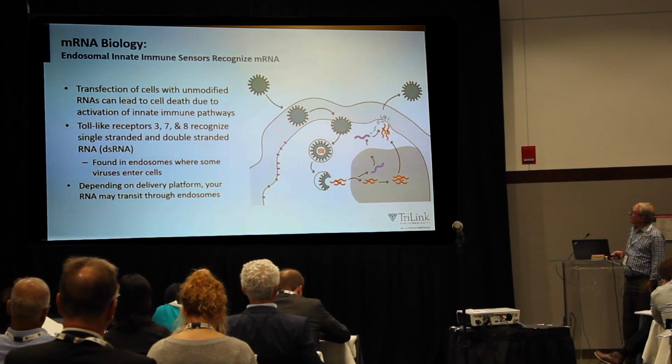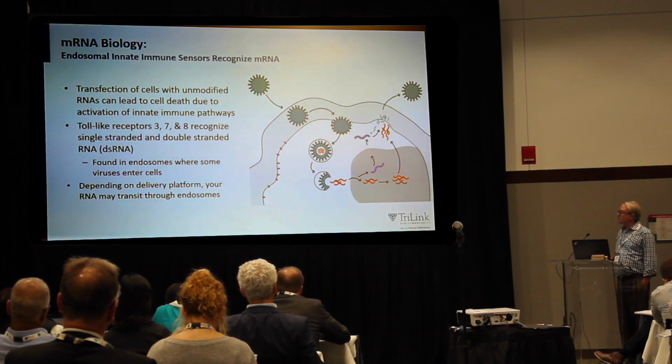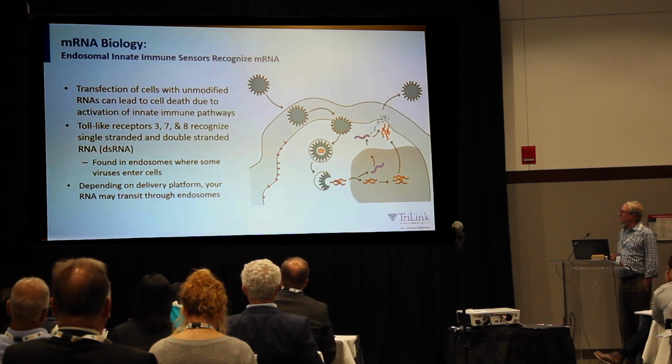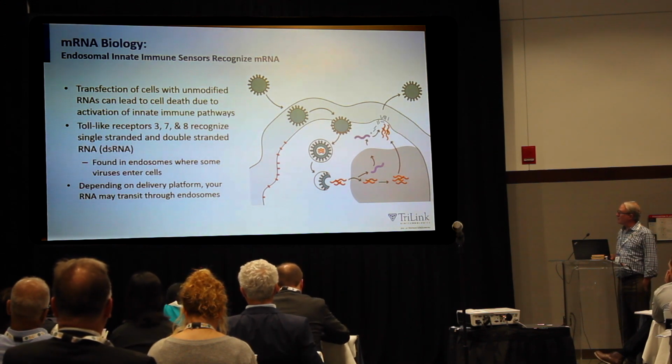All right, so the endosomal innate immune receptors, or we call them pattern recognition receptors, are primarily toll-like receptors 3, 7, and 8, which recognize single-stranded and double-stranded RNA. And these are basically virus sensors. Now, depending on the platform that you use for delivery, you may transit through different compartments, and this is important. So when you're looking at people's data about certain biology, keep in mind if you're using a different delivery vehicle.